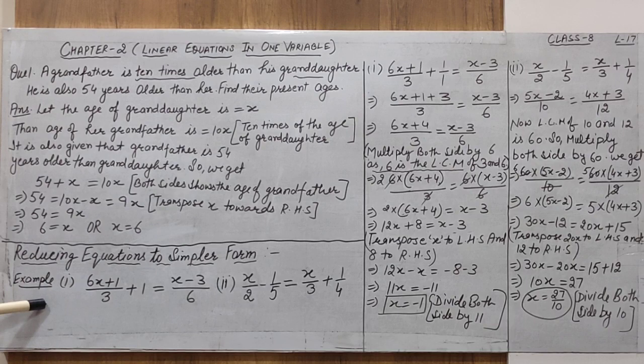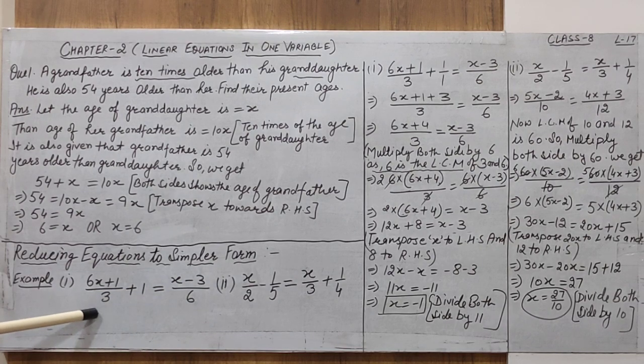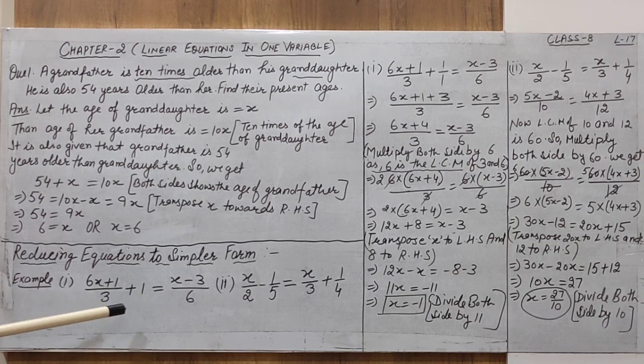Alright. Now let us understand what kind of questions come in this type. First question is (6x plus 1) divided by 3 plus 1 is equal to (x minus 3) divided by 6. Previously we have not done such kinds of equations. We have only solved equations in which there is no denominator present. But in this case, on both sides there are denominators.